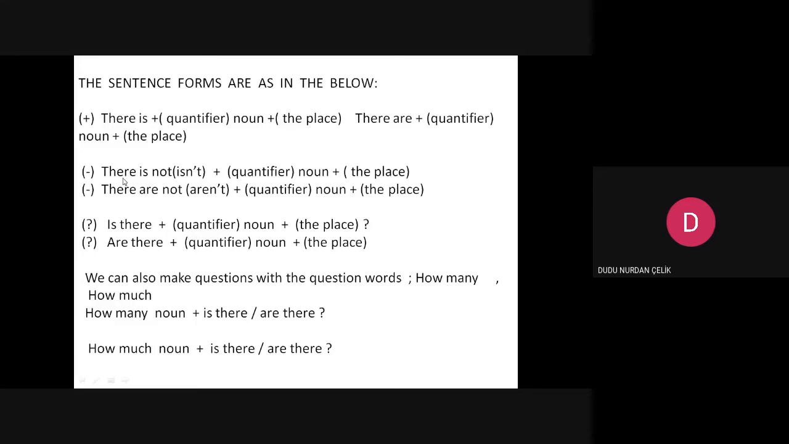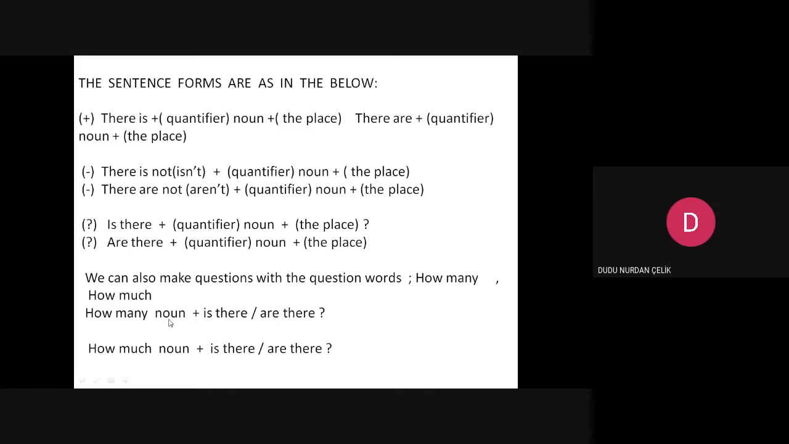When we say negative sentences: there isn't, quantifier, noun, the place. There aren't, quantifier, noun, the place. Or the question form: is there, quantifier, noun, the place. And are there, quantifier, noun, and the place. We can also make questions with question words like how many, how much. We use how many and how much with quantifiers a lot. Then we use how many or how much at the beginning of the questions.